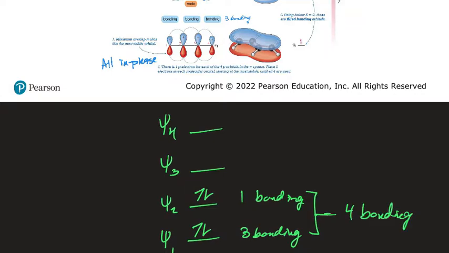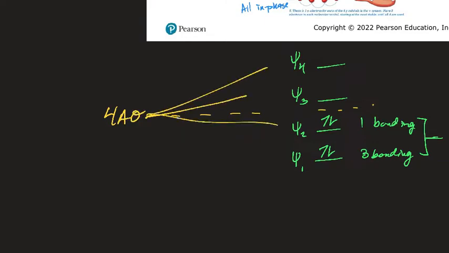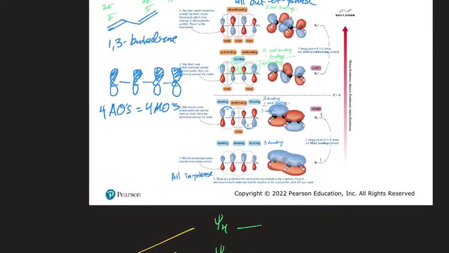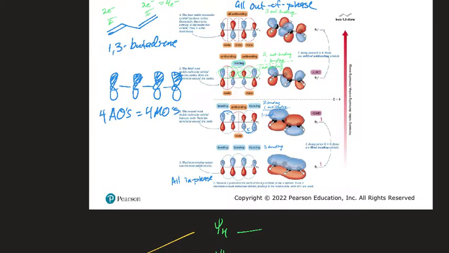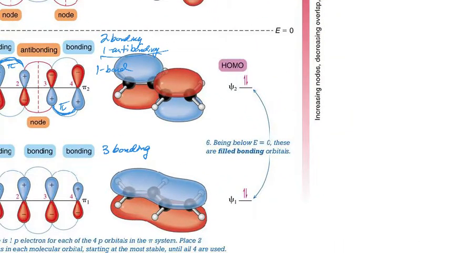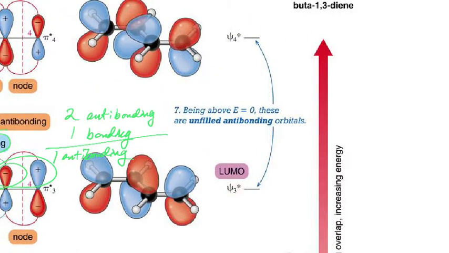All right. If we were to take the atomic orbitals, the 4 atomic orbitals would be split like this. And so you're getting this to be much more stable, in fact, because psi 1 and psi 2 are both less in energy than where we started off with E equals 0 there. So being below E equals 0, these are filled bonding orbitals. Being above E equals 0, these are unfilled antibonding orbitals.